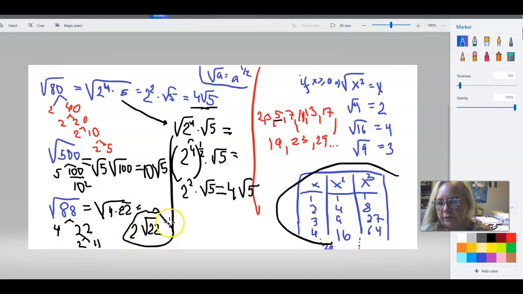And so on. The same way you do cube roots. You need to recognize the perfect cubes.